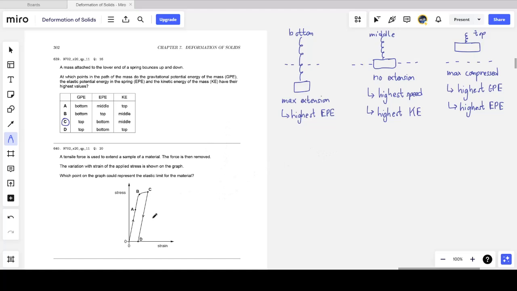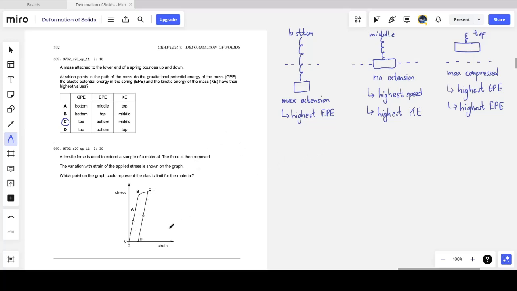Okay, so let's look at this graph. Remember, stress is related to the force, so I apply a force, and strain is related to the extension. So as I apply the force, I go up, I follow the arrow on this graph. The greater the force, the more the material expands. Its length increases over its original length.